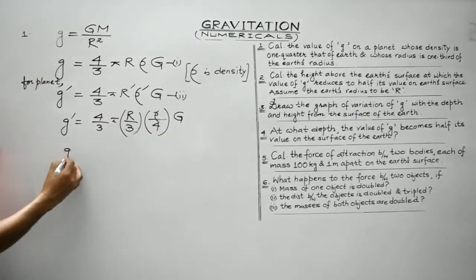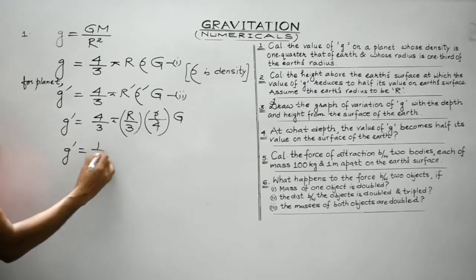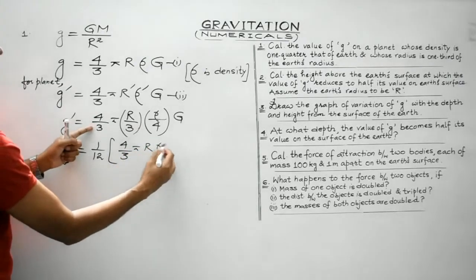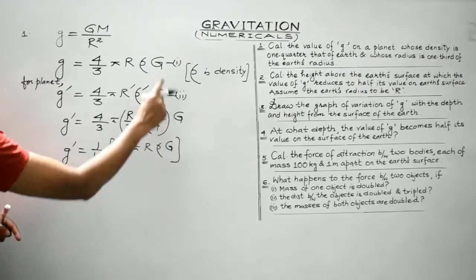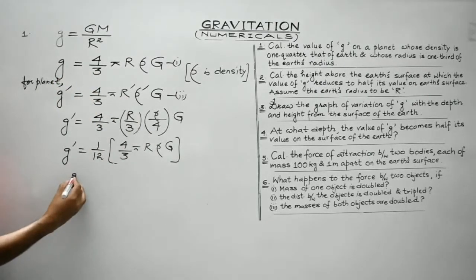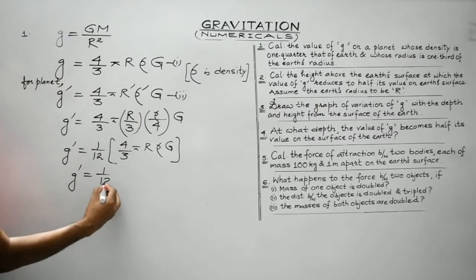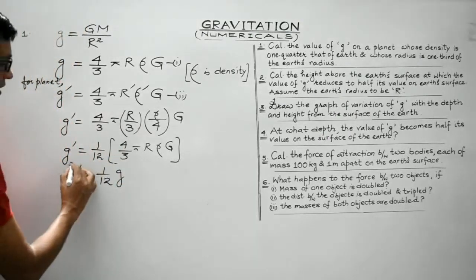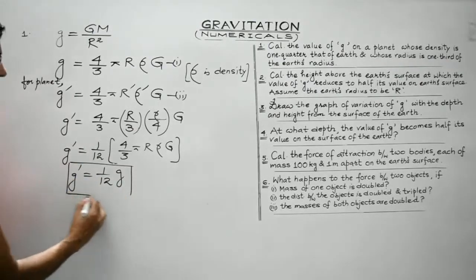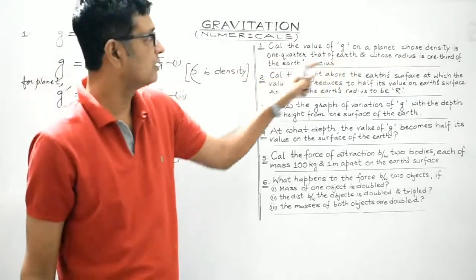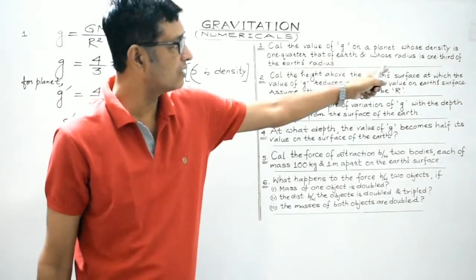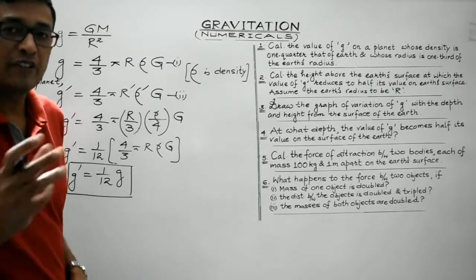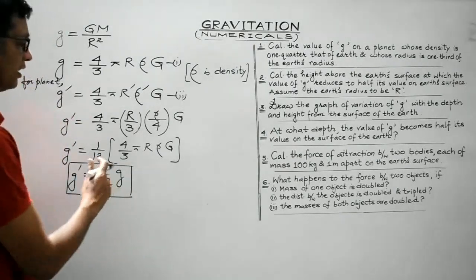So it can be rearranged in this particular manner. 4 times 3 is 12. You can write 1/12 times 4/3 π R ρ G. And this, from equation 1, is the value of acceleration due to gravity on the Earth's surface. So g dash is equal to 1/12 of g. So students, this is the result. The value of acceleration due to gravity on a planet whose density is 1/4 that of the Earth and whose radius is 1/3 of the Earth's radius is 1/12 the value of acceleration due to gravity on the Earth's surface, right?